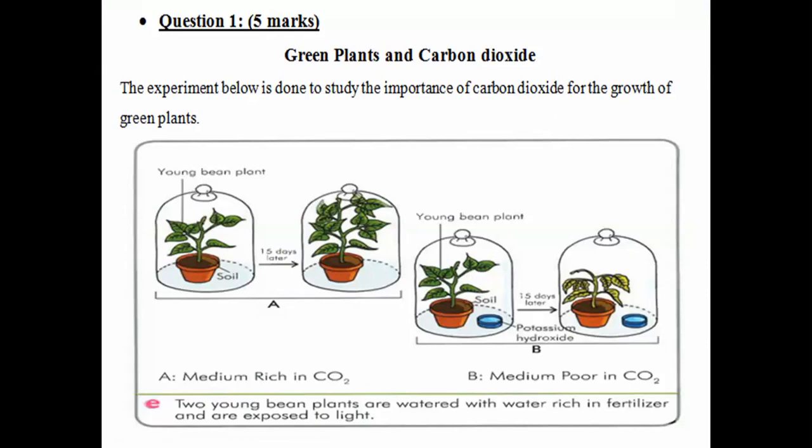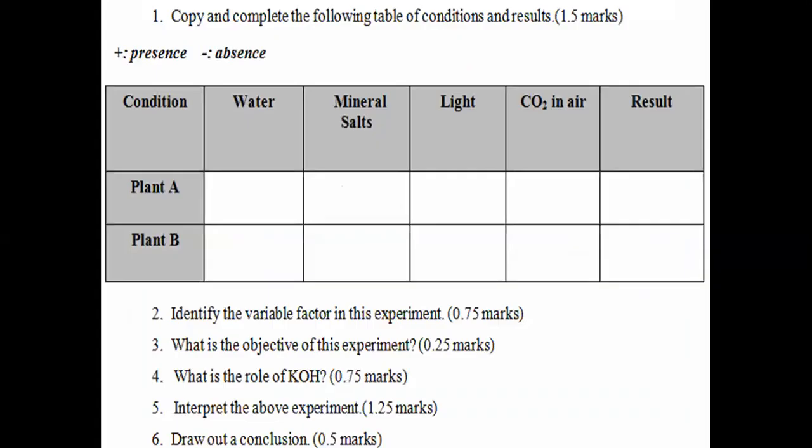So what is the aim of this experiment? It is to study the importance of carbon dioxide for the growth of green plants. What is the posed problem? What is the importance of carbon dioxide for the growth of green plants? Moving to the first part, they said copy and complete the following table of conditions. First of all, the table of conditions should include a title and a legend. Title: table showing the conditions and the results. Legend: plus means presence and minus means absence.